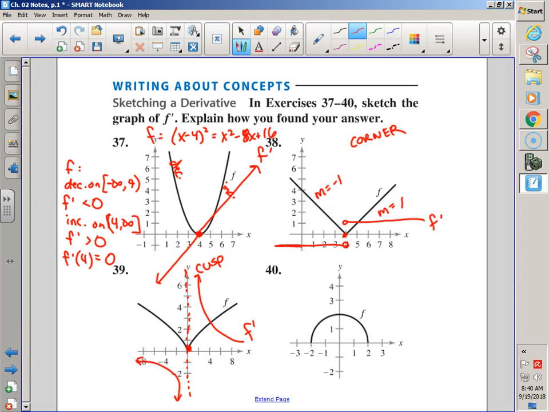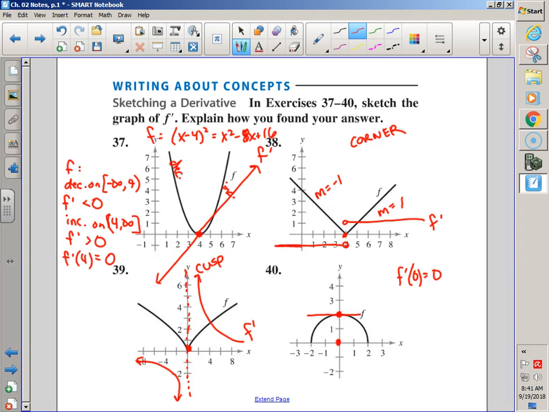Last but not least. What's the derivative right here at x equals 0? What kind of line is that? Horizontal. And every horizontal line has what kind of slope? Say it louder. David's saying 0. He's right. So guess what? The derivative has a point at (0, 0). F prime of 0 equals 0 because there's a horizontal tangent line there.